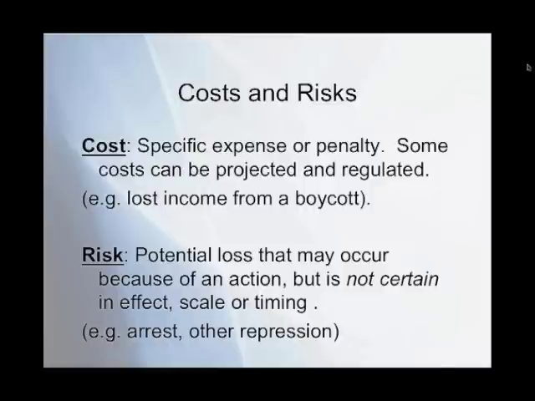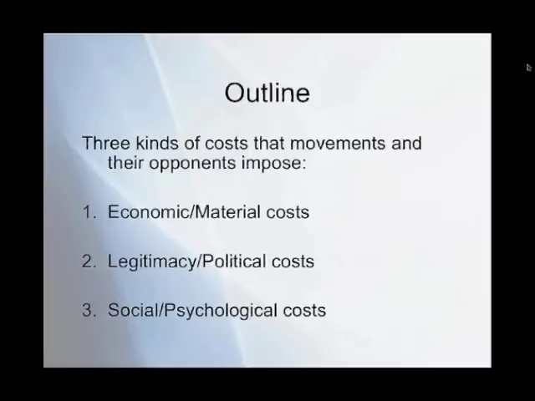So we're going to talk about two different kinds of costs and risks. I've put 3 different kinds there, but we're not going to have time to go through all of them. So the first kind that I'm going to talk about is economic and material costs. How do movements impose economic and material costs on opponents? Why are they effective? And what are the risks involved in doing that?